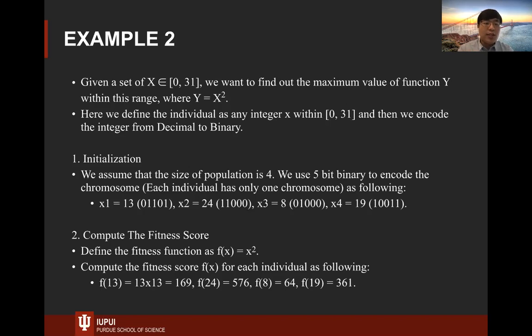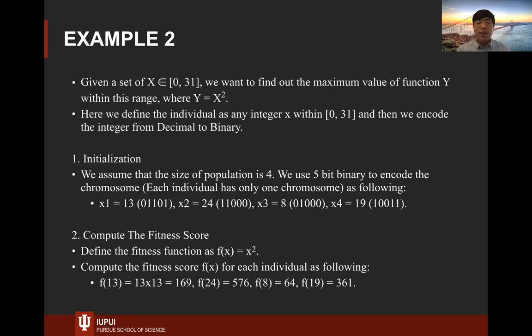So for the initialization step, we assume that the size of the population is 4. 4 is given by us. We can assign 6 or 8, but for this simple question, we only need 4. So the population includes 4 individuals. And we use 5-bit binary to encode the chromosome. Why do we use 5-bit binary? Because the search space is from 0 to 31. So we can use 5-bit binary to represent the maximum number 31. So 5 bits is enough for us to represent the whole search space.